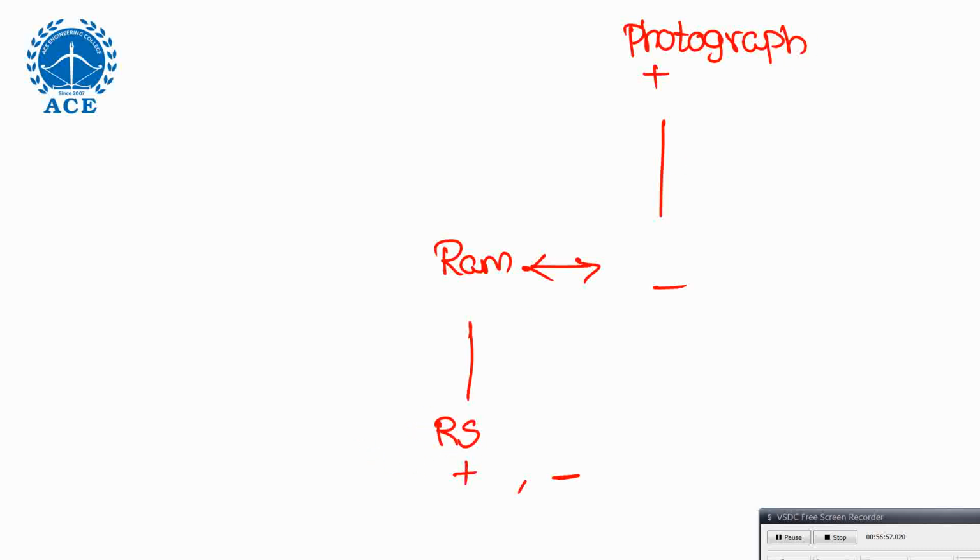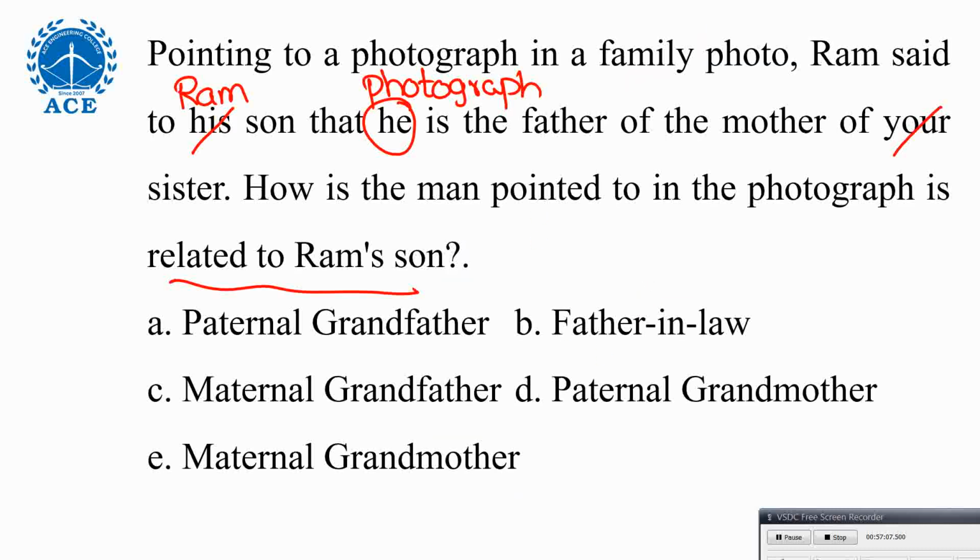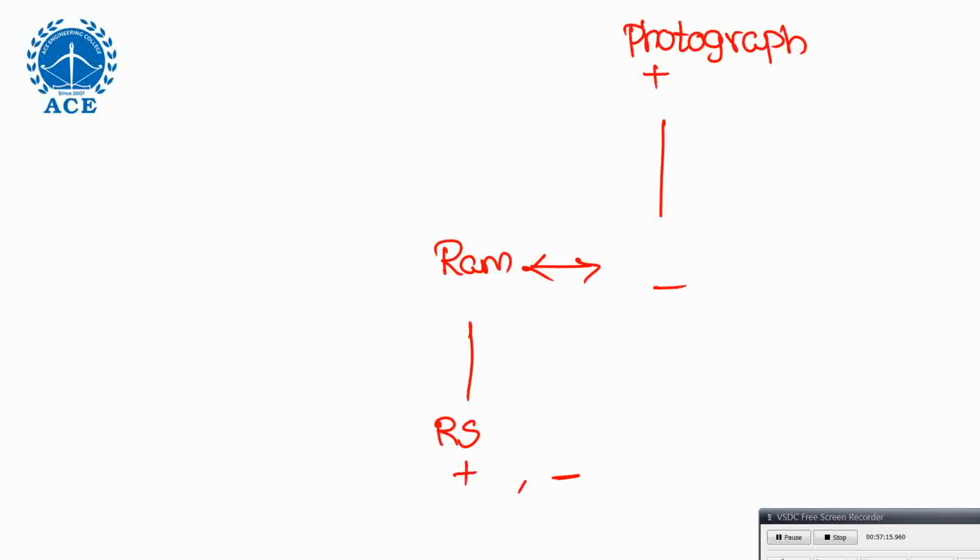Now the question is, how is Ram's son related to the photographer? That means grandson. But the photograph person related to Ram's son is mother's father, the maternal grandfather. How is the man pointed in the photograph? So this guy is the maternal grandfather, that too from the mother's side.